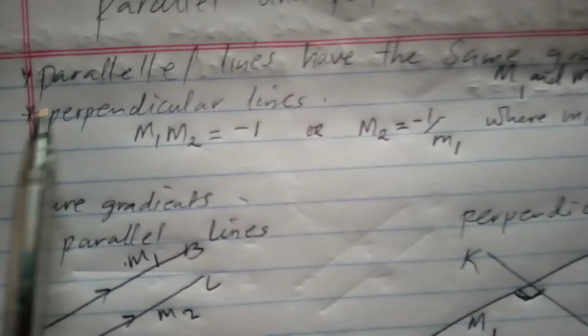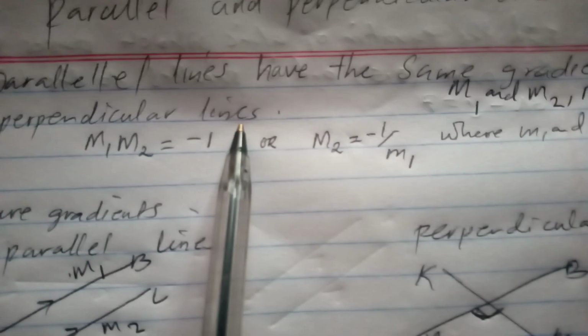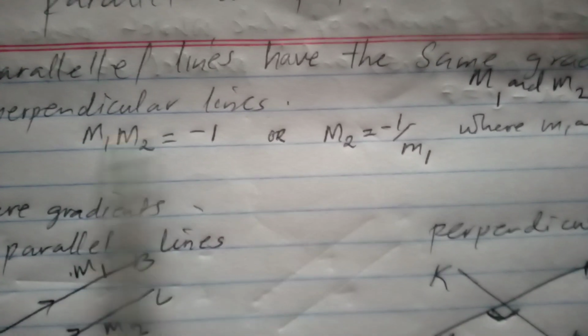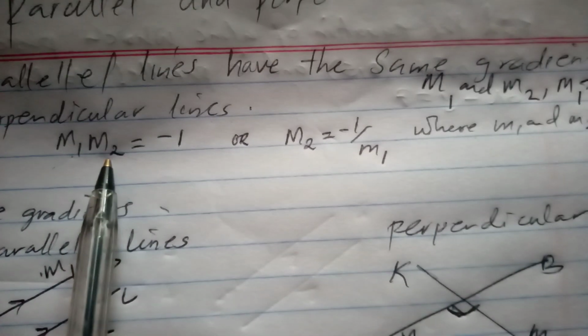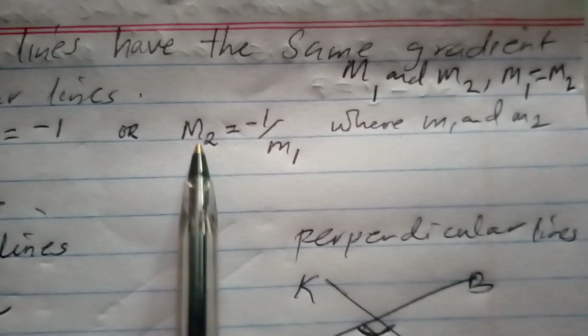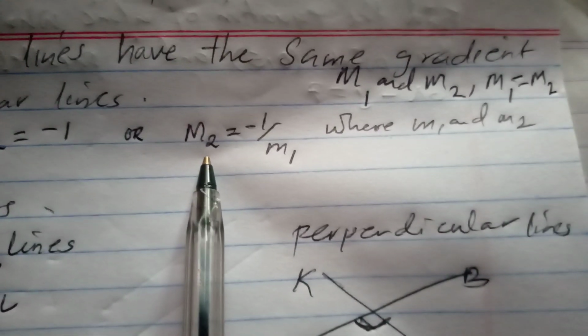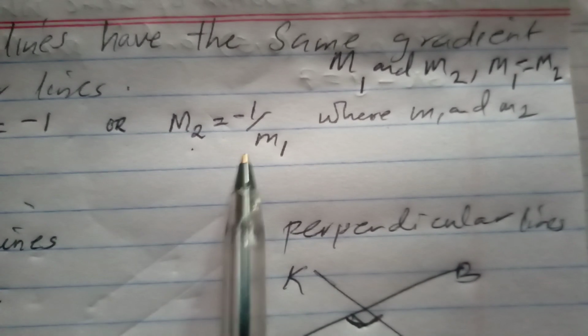Then we have the second case, that is perpendicular lines. For perpendicular lines, if you get the gradient of the first line times the gradient of the second line, you get -1. Or someone can say m2, the second gradient, is -1 divided by the first gradient, where m1 and m2 are gradients. So that's parallel and perpendicular.